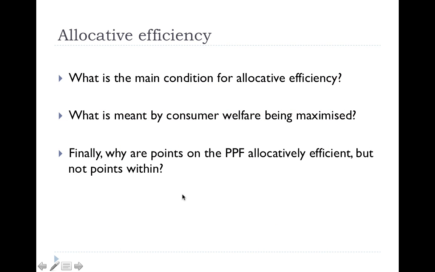Our demand condition for allocative efficiency is that price should equal marginal cost. This will occur at market equilibrium in a perfectly competitive market. And what do we mean by consumer welfare being maximized? And think about points on the PPF being allocatively efficient, but not points within.